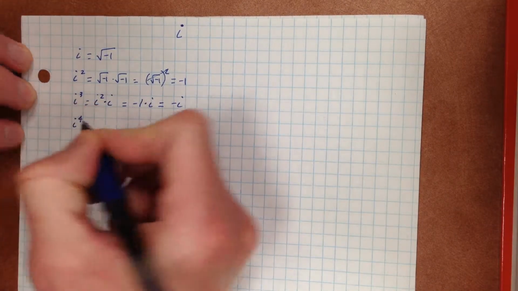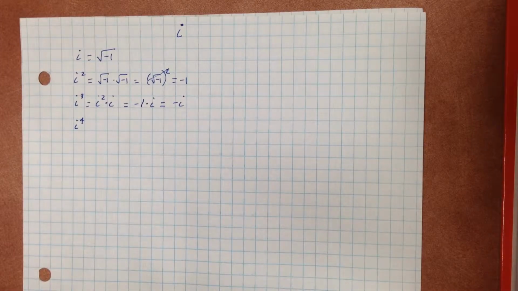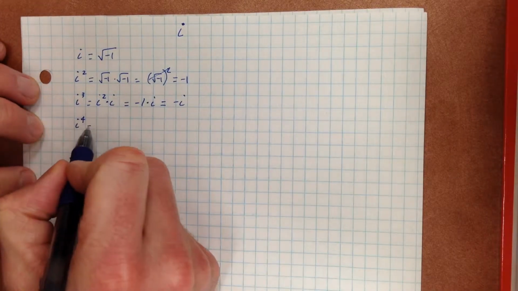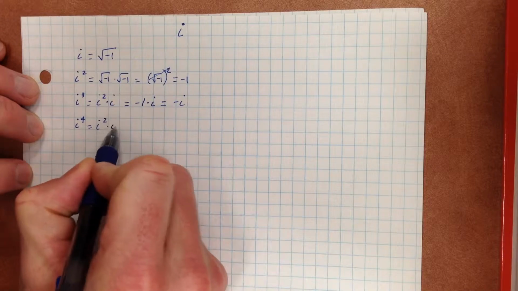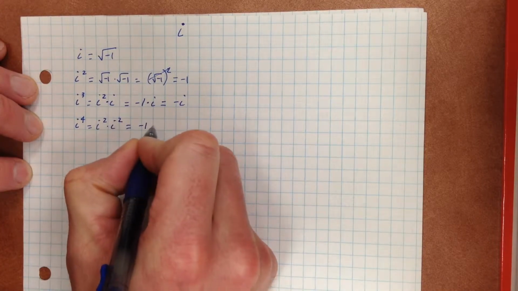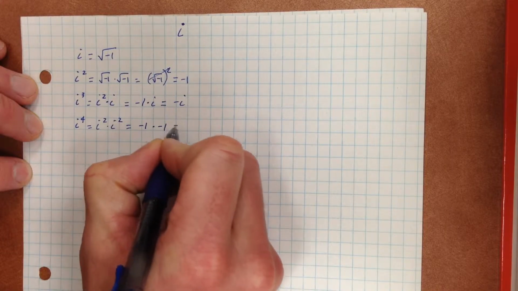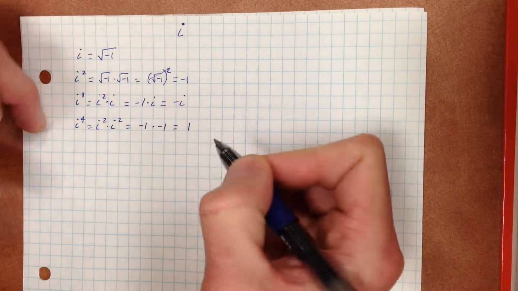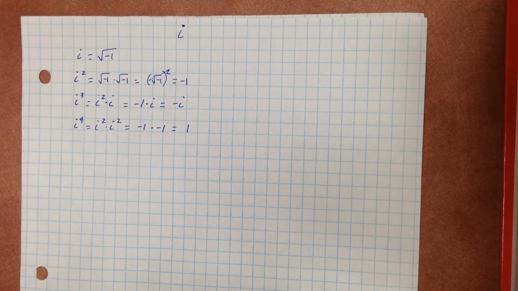Continuing down, if we hit the next one, I to the fourth, well, I to the fourth could be broken up as I squared times I squared. Each I squared is negative 1. So it's negative 1 times negative 1 equals a positive 1. That is the cycle. That's what you were looking for.